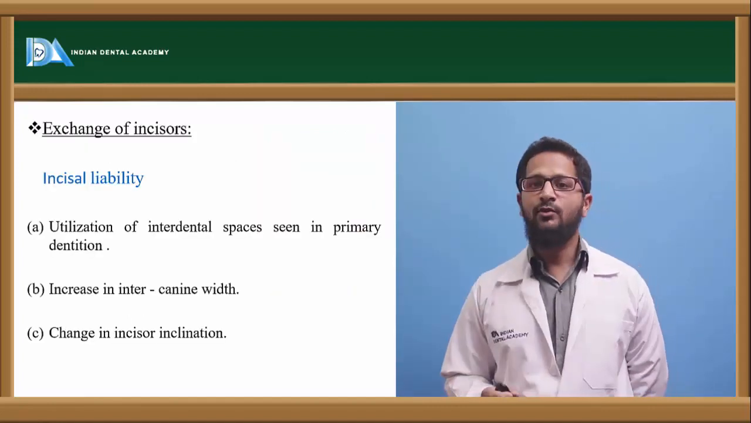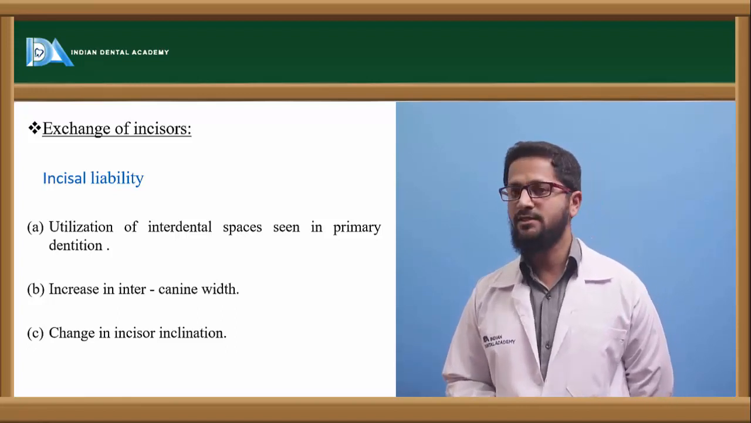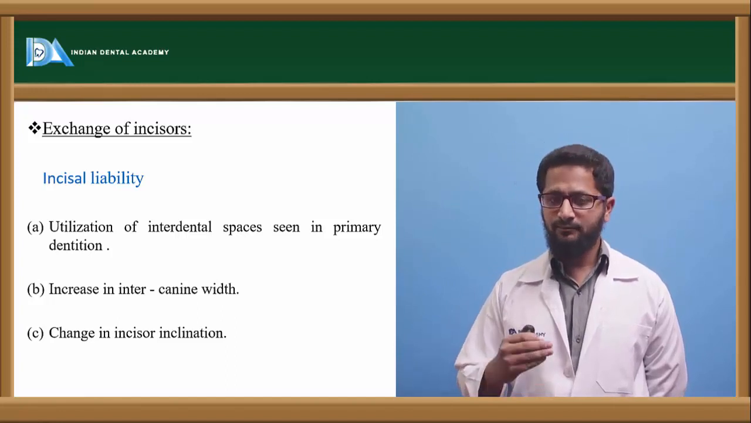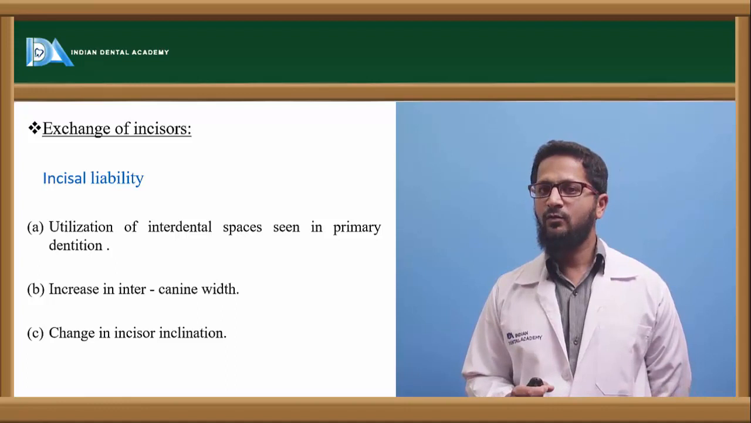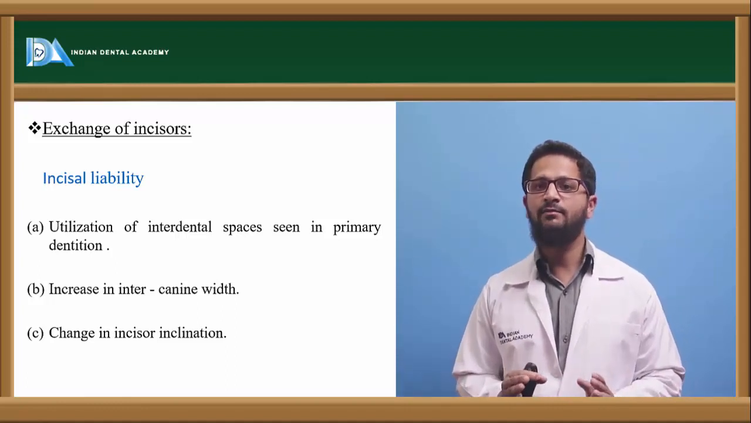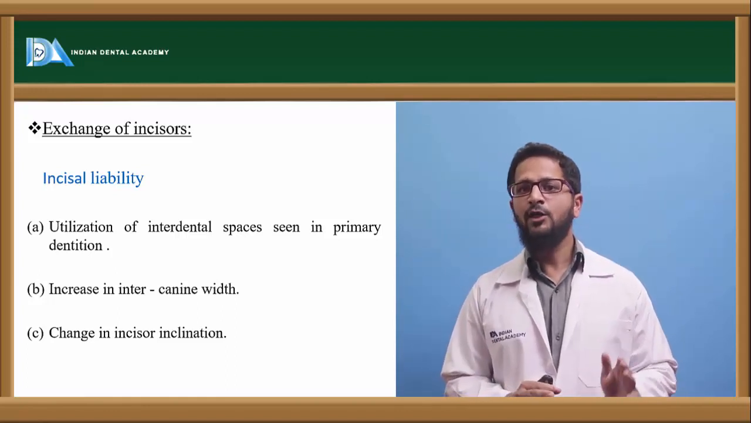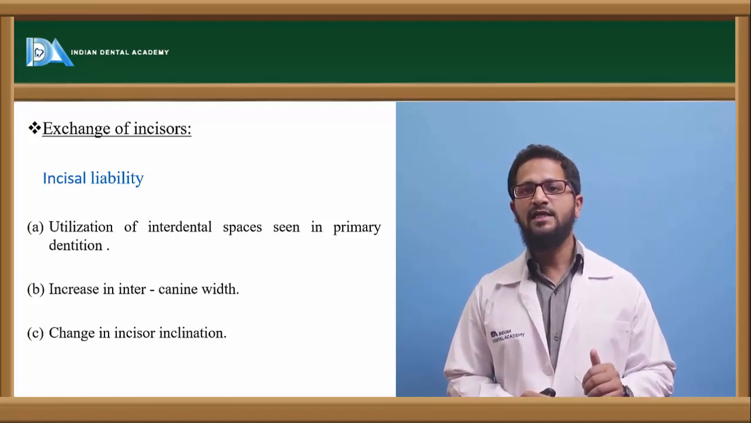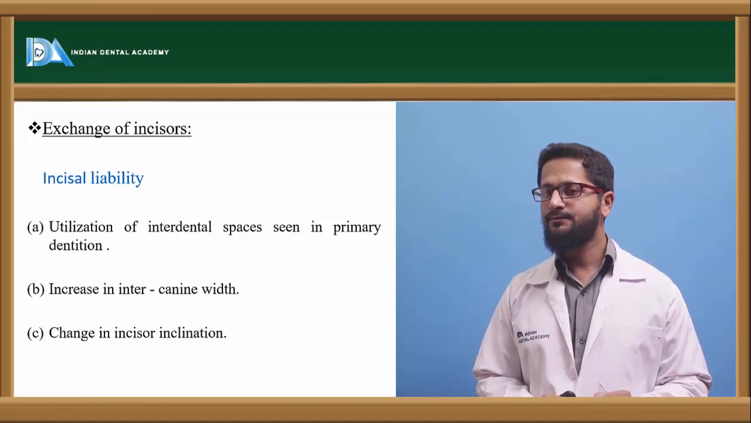The second most important phenomenon which takes place during the mixed dentition period is exchange of incisors. Exchange of incisors is nothing but exchange of deciduous incisors with the permanent incisors. It is quite well known that the deciduous incisor mesiodistal diameter is a bit less when compared to that of the permanent incisors. Now this difference is called incisor liability. The incisor liability is about 7 mm in the maxilla and about 5 mm in the mandible.